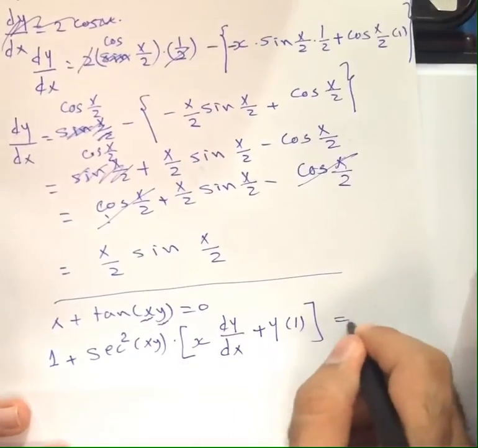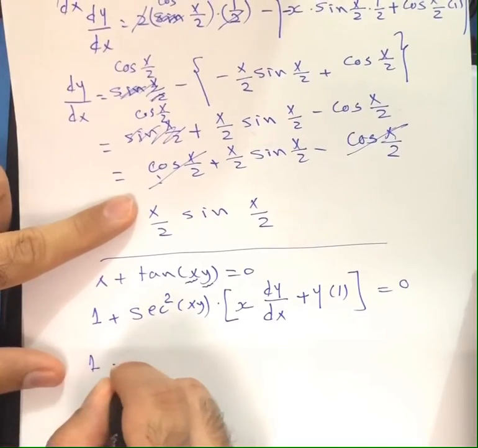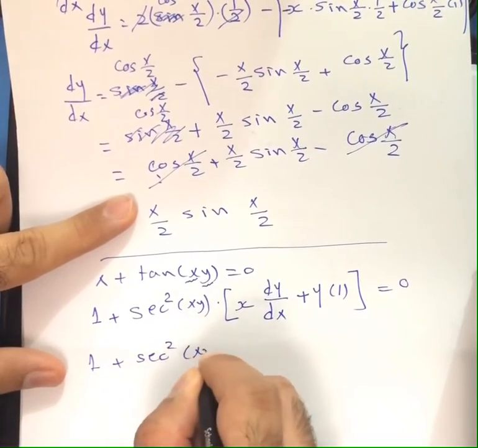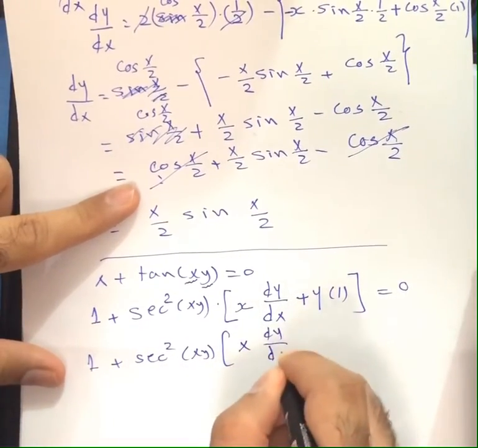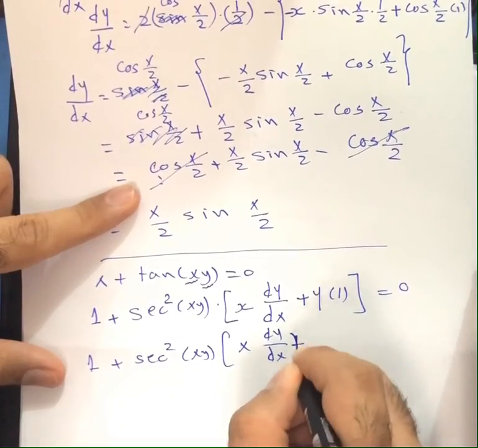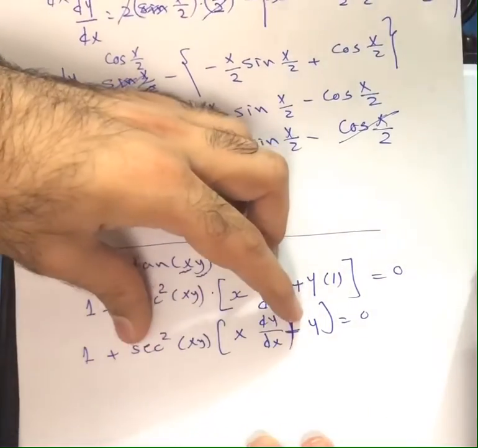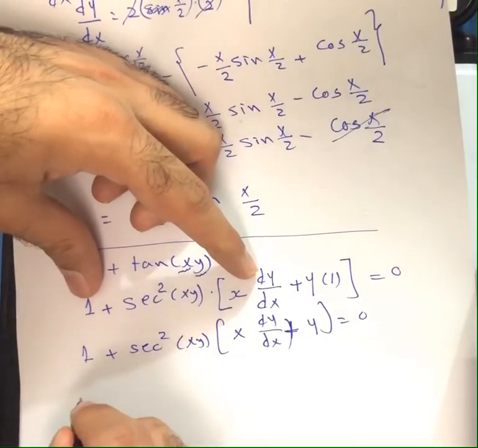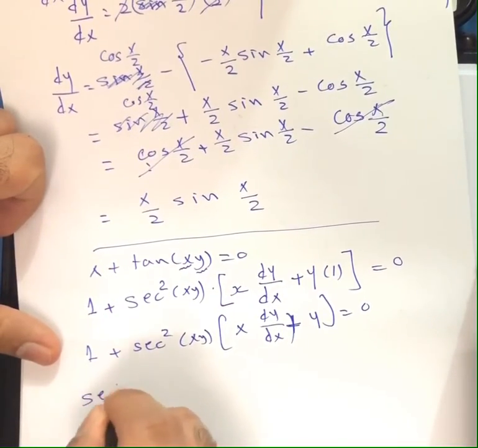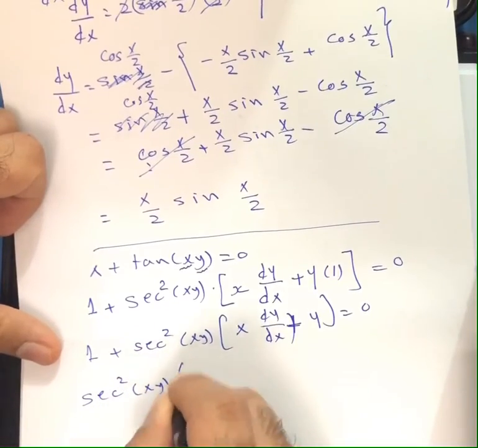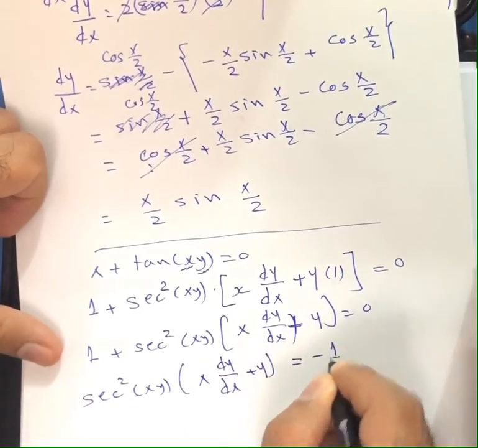In this way, equal to 0. Now, this will be 1 plus sec square xy multiplied by x dy by dx plus y equal to 0. Then I can transfer this term to another side, so that it will be sec square xy multiplied by x dy by dx plus y equal to minus 1.